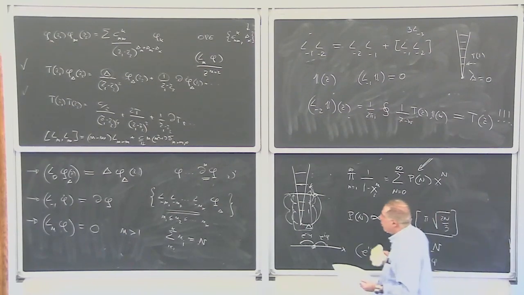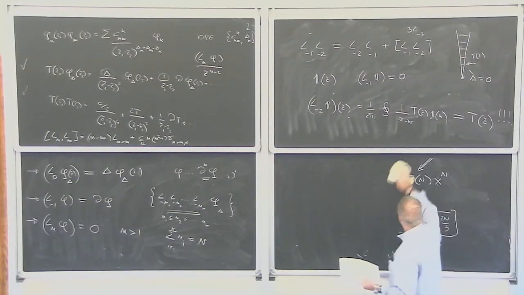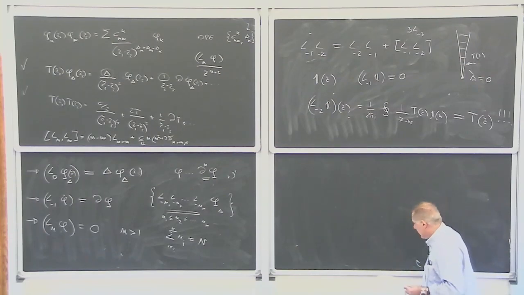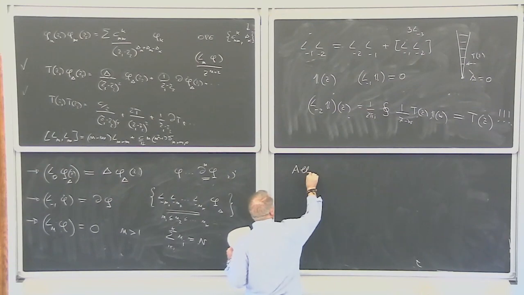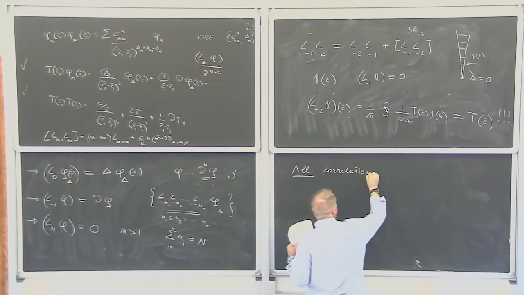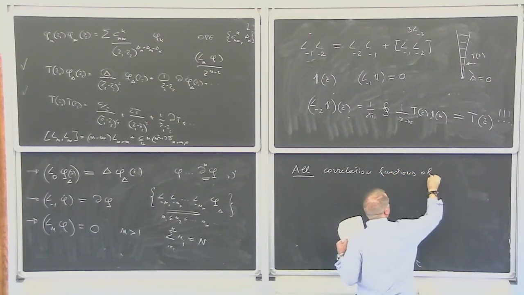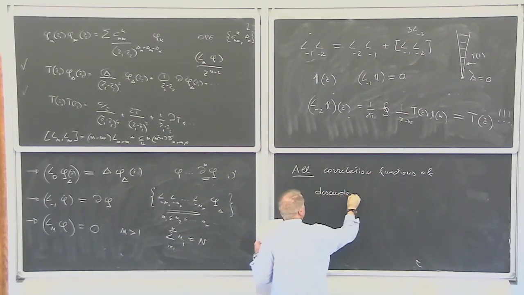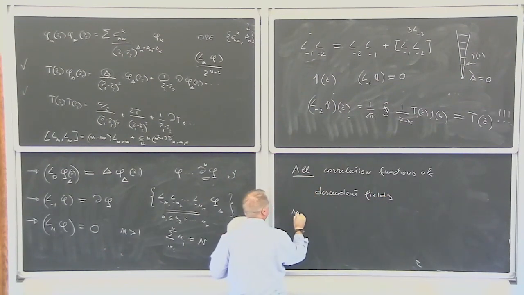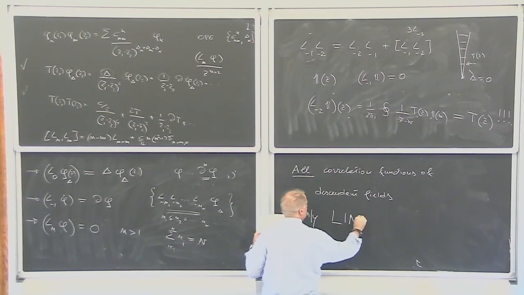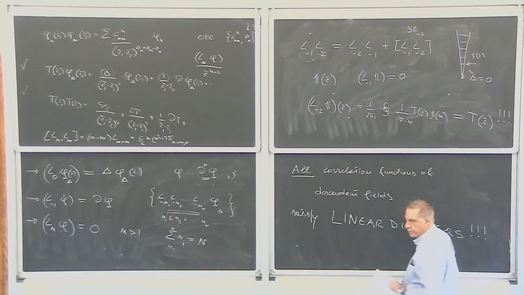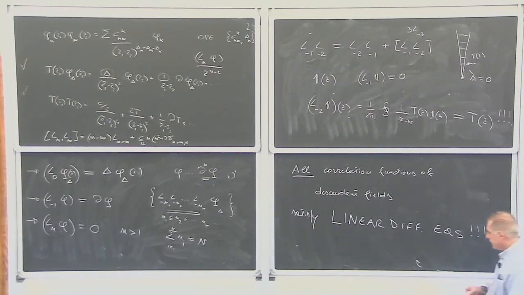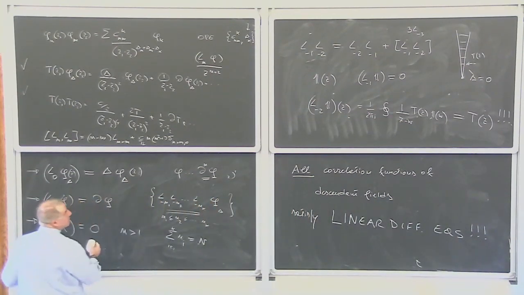Okay, now, what is the most important advantage of using this representation in terms of fields? This is the most important part of the whole story. Let me write it down: all correlation functions of descendant fields satisfy linear differential equations. Okay? This is the most important part of the story. How I prove it is very simple.